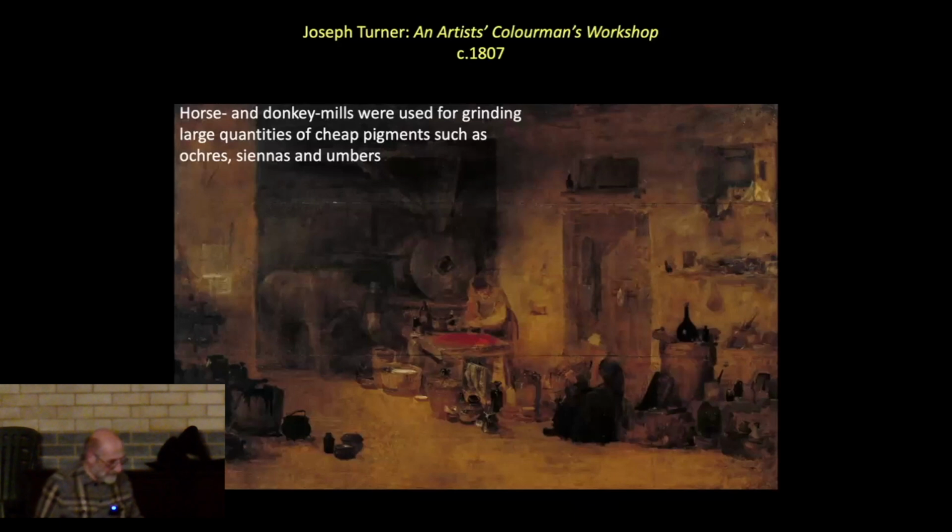Well, mass production of paints during the 19th century is captured here in a painting by Turner. Horse and donkey mills were seen, as we can see here in the background, used for grinding large quantities of cheap pigments, such as the ochres, the siennas, and the umbers, and used by decorators and artists. And the colourmen, as they were called, in fact, this particular one is grinding a red ochre, quite probably produced from that mill at the back and being forced around by the donkey.